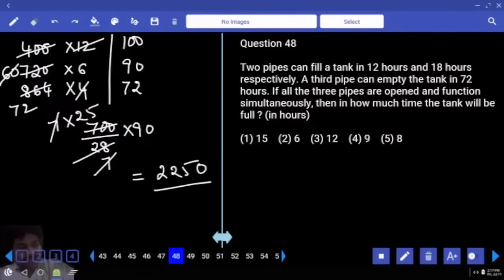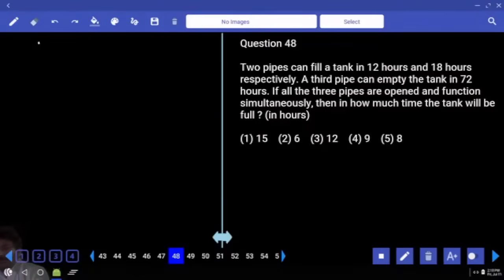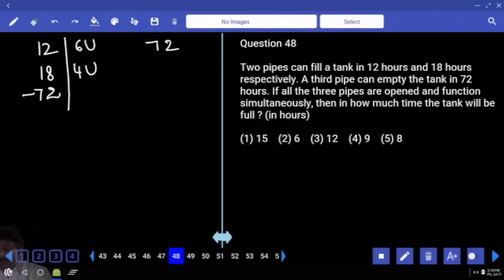2 pipes can fill a tank in 12 hours and 18 hours respectively. A third pipe can empty it in 72 hours. If all 3 are opened and function simultaneously, then in how much time will the tank be filled? First is 12 hours, second is 18 hours, third is 72 hours, negative. LCM is 72. First does 6 units per hour, second 4 units per hour, third 1 unit negative per hour. All are opened: 10 minus 1, 9. Time to fill the tank is 8.